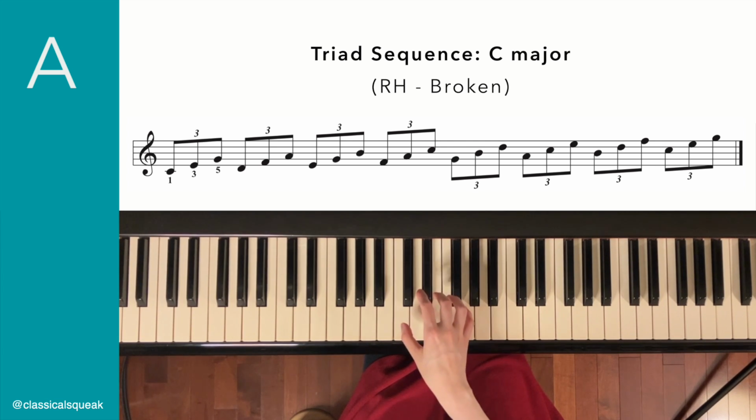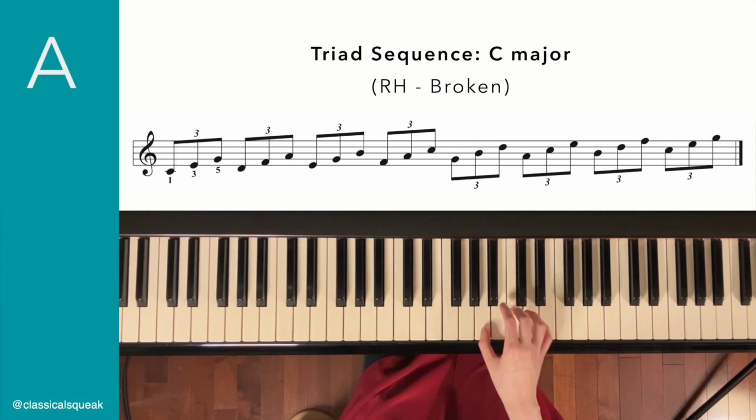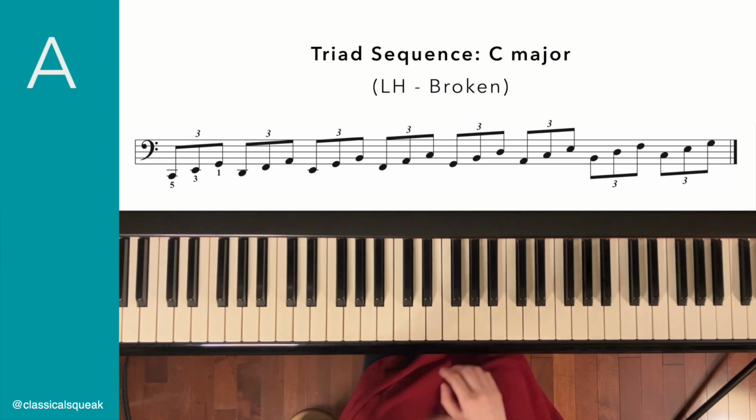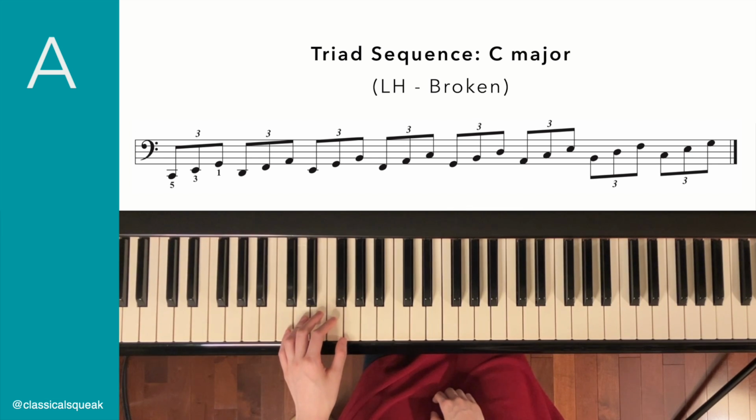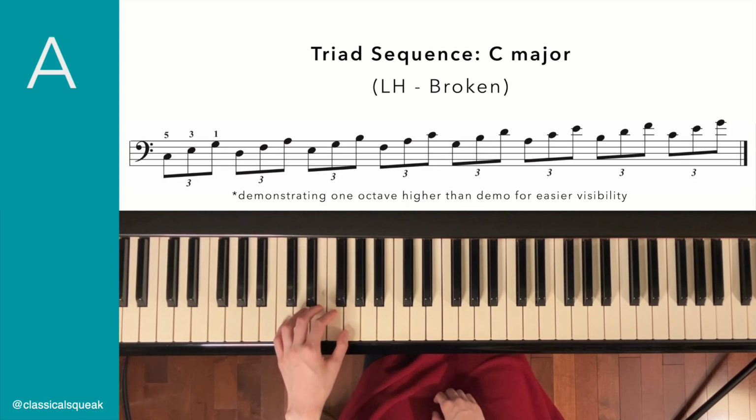Once again, we have C, E, G at the start, and we move one note up each time. For the left hand, I'm going to start one octave higher than written. I will switch up the notes so that they actually match what I'm playing. So we're going to start on C, E, G with our 5, 3, and 1. I'll play it through slower.